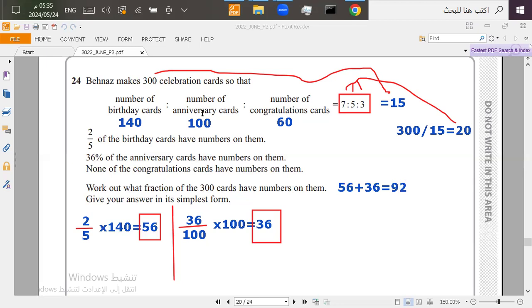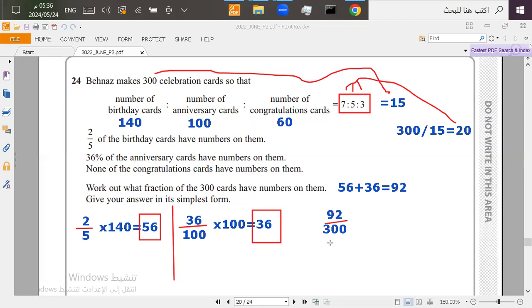It means 92 over 300. So the fraction will be 92 over 300. I'll write it like this. This is the fraction. Now I have to simplify it to its simplest form. To simplify it, I can divide.